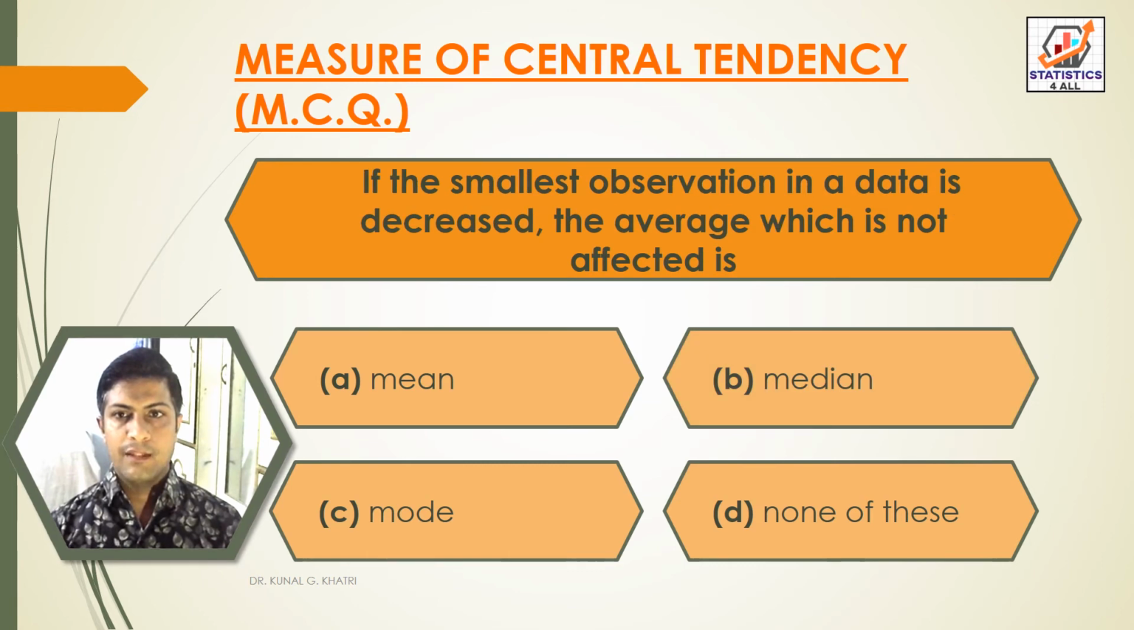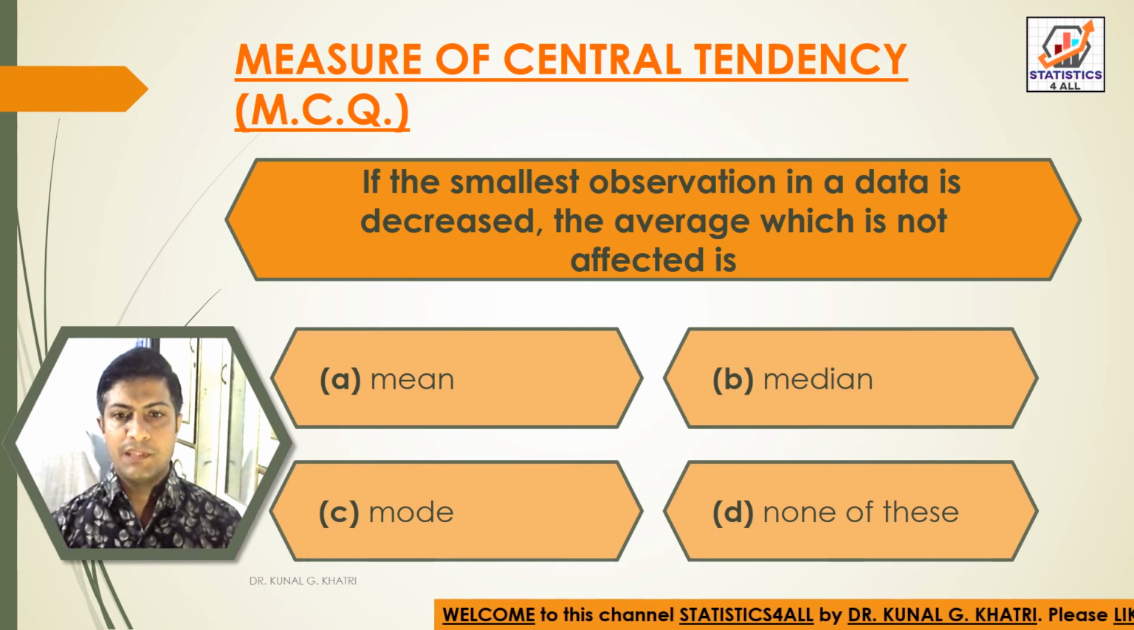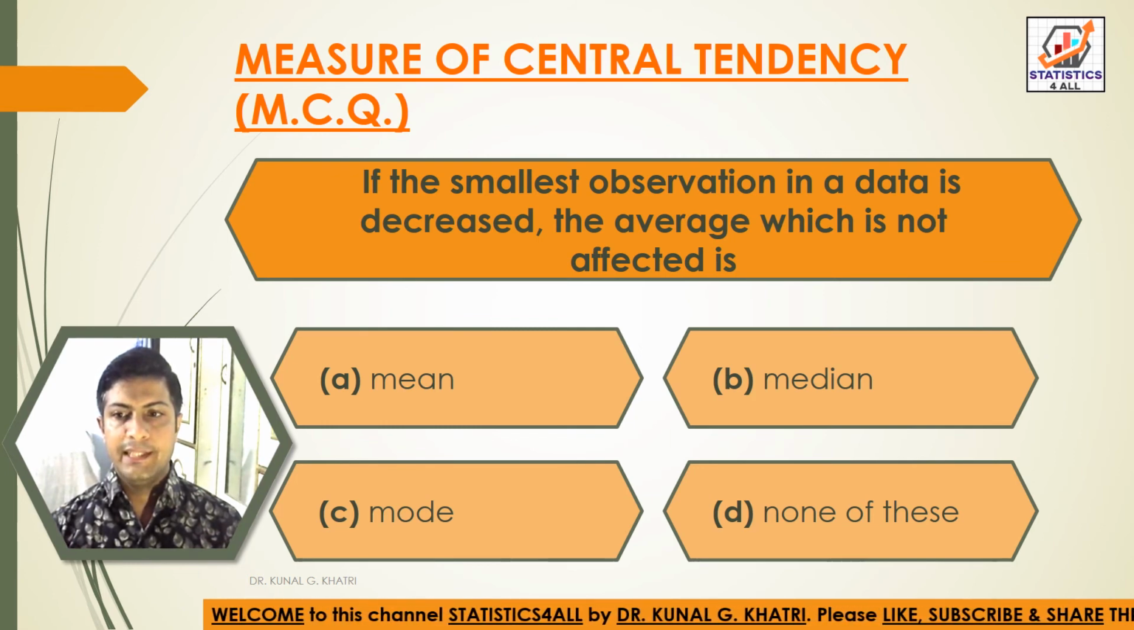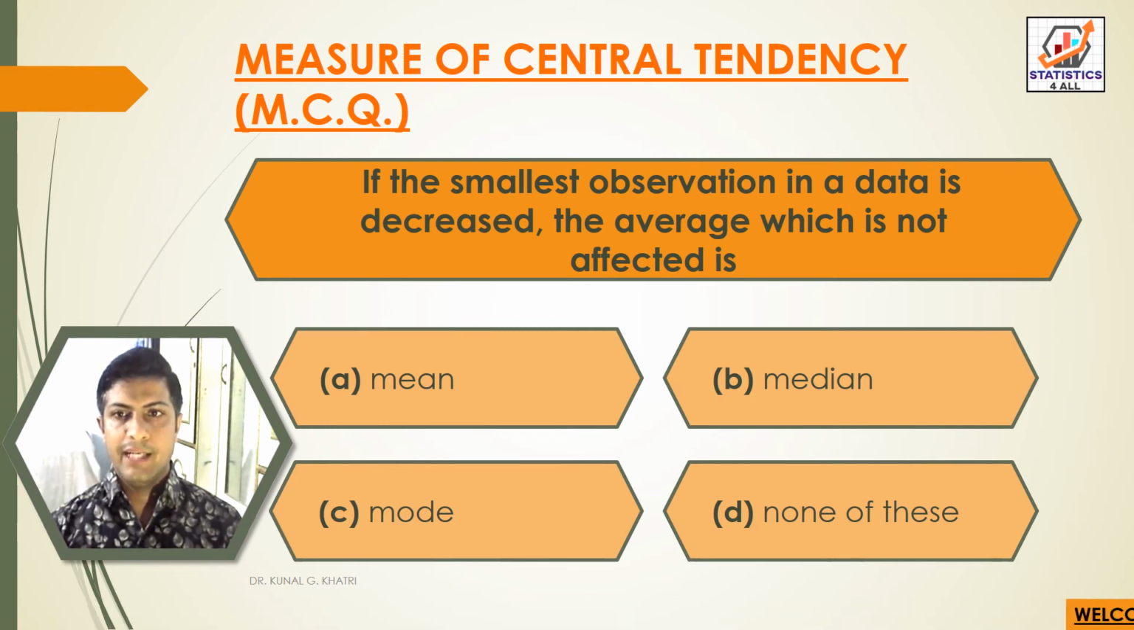Next question, if the smallest observation in a data is decreased, the average which is not affected is option A, mean, option B, median, option C, mode, and option D, none of these. Here we have answer option B, median. If the smallest observation in a data is decreased, the average which is not affected is median.